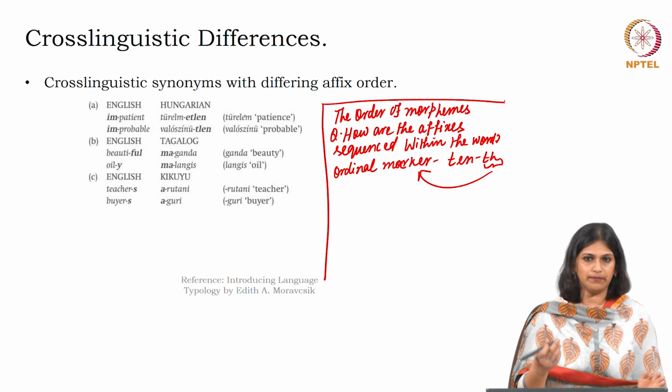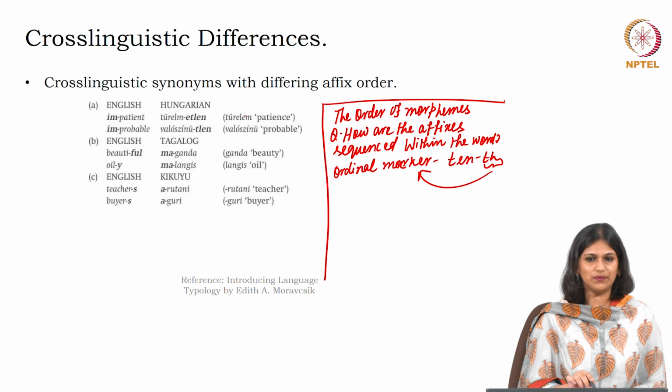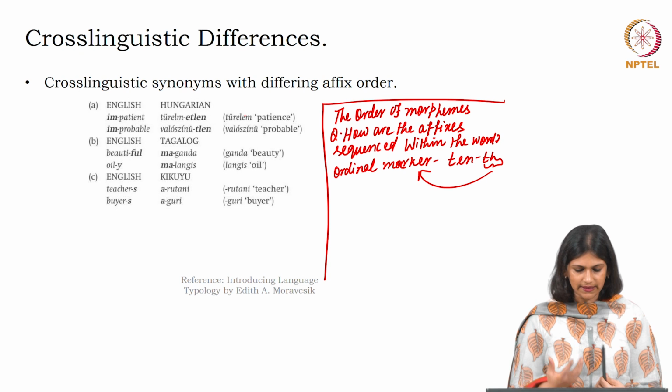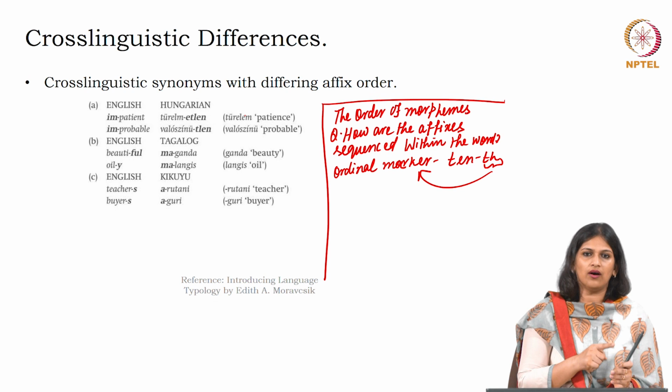So this is the root word, and etlen is the suffix. In the case of English, impatient, im is the prefix. Similar is the case with improbable. Probable is the root word, im is the prefix, and valos, zinu, whatever, and tlen, tlen is the suffix, right? So in this case, you can see the same kind of morphemes, be it im or tlen, their function is the same, their meaning is the same.